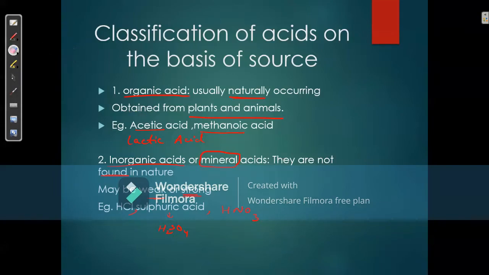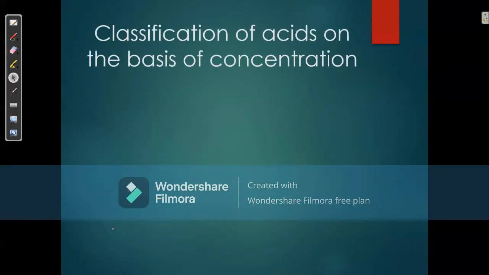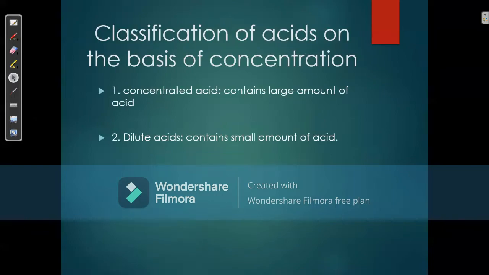Now let us move further and discuss the next point. Here we'll talk about dilute acids and concentrated acids. This is the next classification, and it is based on concentration. Concentration means if the amount is more, we call it concentrated. If the amount is less, we call it dilute.